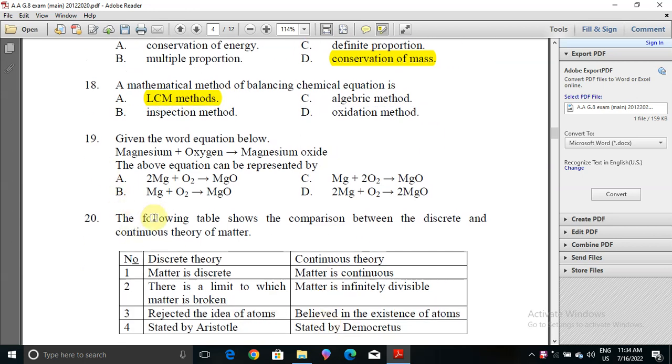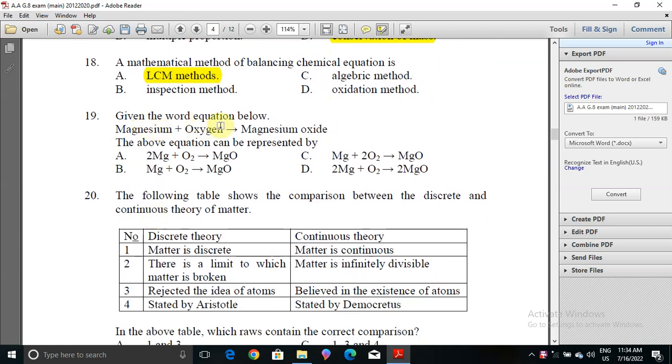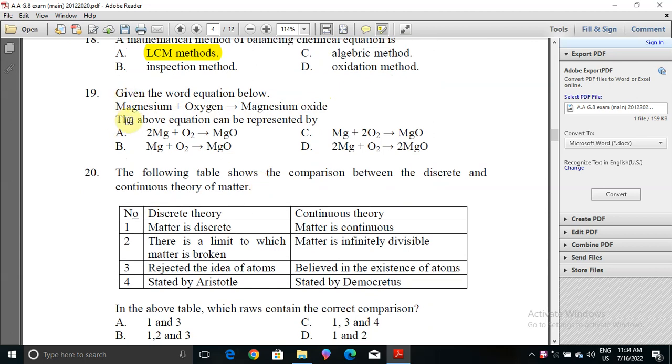Now in question number 19, given the word equation below, here what we have, magnesium plus oxygen will give us magnesium oxide, right? The above equation can be represented by what? Magnesium plus oxygen will give us magnesium oxide. So the correct answer for question number 19 will be choice B.